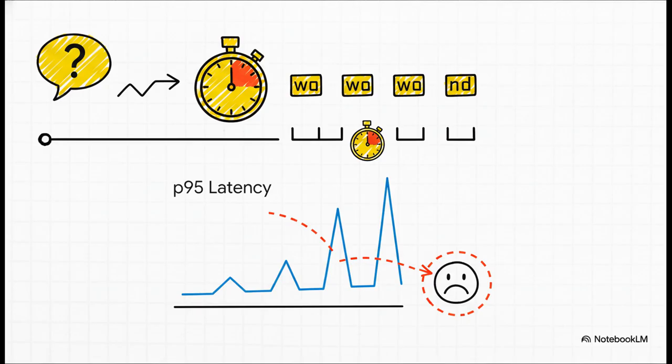Then you track the delay between every other word. And this is so important. Don't just look at the average. You have to look at your P95, your 95th percentile. That tells you what your most important power users are experiencing, and averages can hide some really nasty problems.